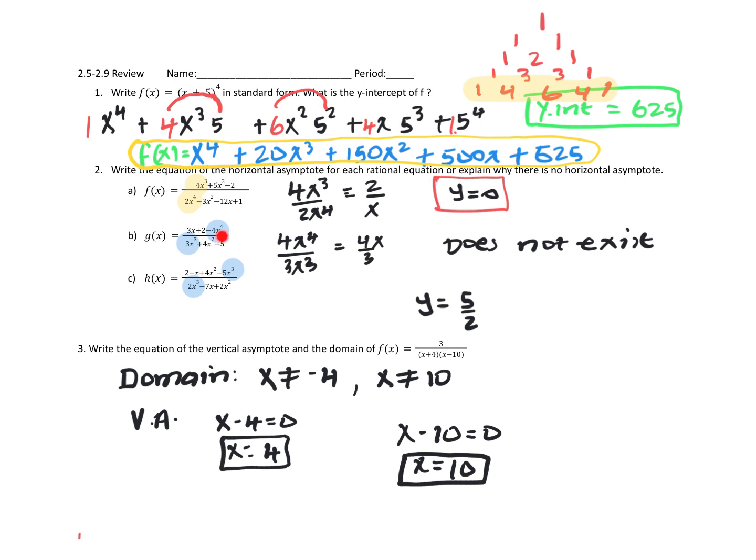Going to the next one, I look at the highest exponent. So I see 4 power 3. And this one, I'll be left with x on top, as a numerator. And that means if I plug in a big number on top, it will just keep getting bigger. So that means the horizontal asymptote does not exist.